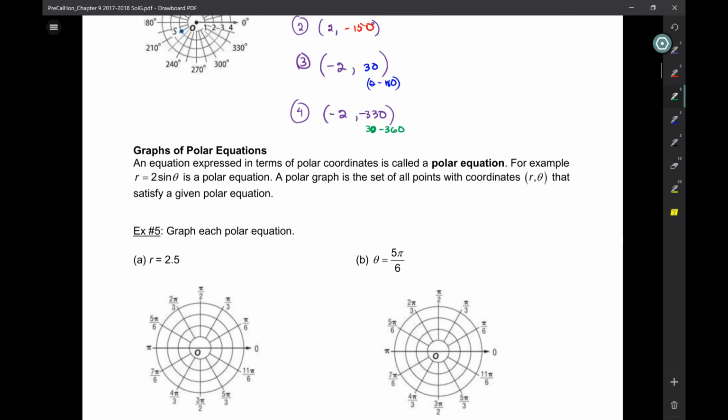Okay. All right, graphs of polar equations. An equation that's expressed in terms of polar coordinates is called a polar equation. Okay, so for example, R equals 2 sine theta is a polar equation. And somebody from the other class earlier, which I loved, was like, wait, is that like the y equals mx plus b of polar equations? And, yes, that's what it is. That's the y equals mx plus b, okay?